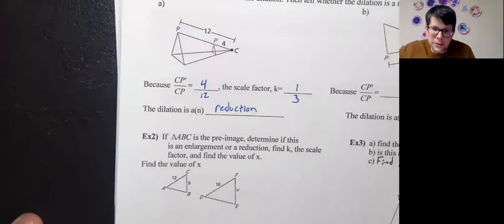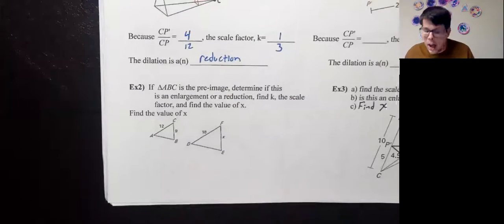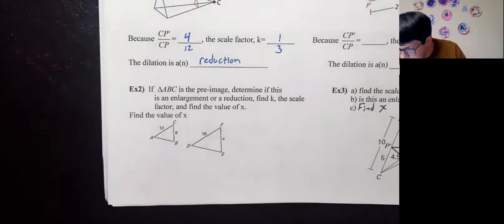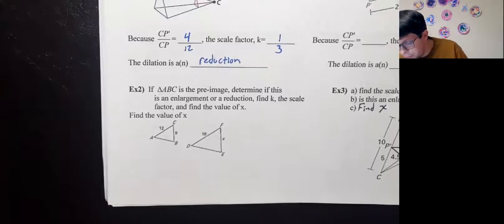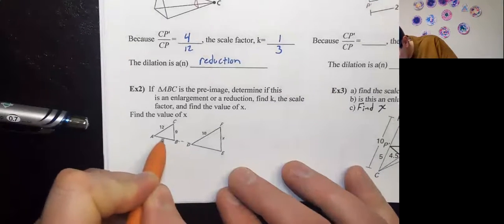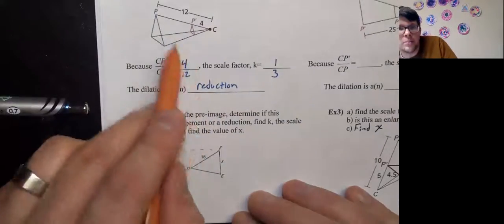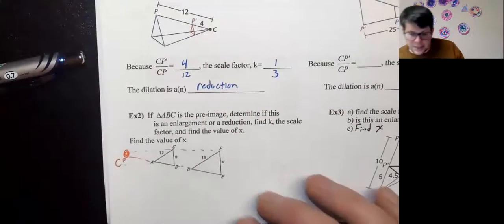All right, now let's go in the opposite direction. For our second example, it says triangle ABC is the pre-image. Determine if this is an enlargement or a reduction, find K, the scale factor, and then find the value X. This time you'll notice that there is no fixed point. You could find it if you wanted to by creating a couple of those lines like we had in the drawing up here. You'd find that the fixed point lives somewhere out over here, but that's not necessary.